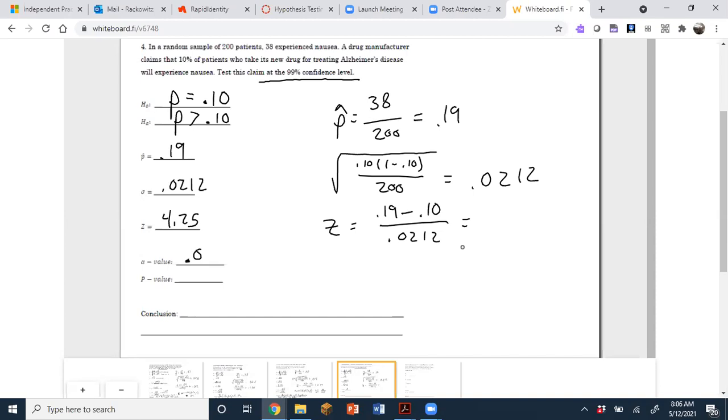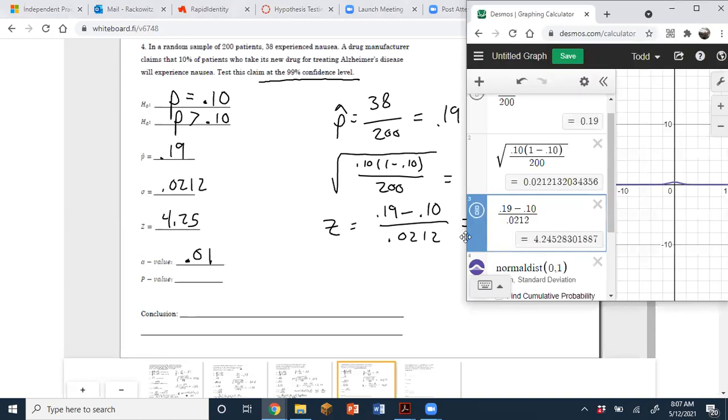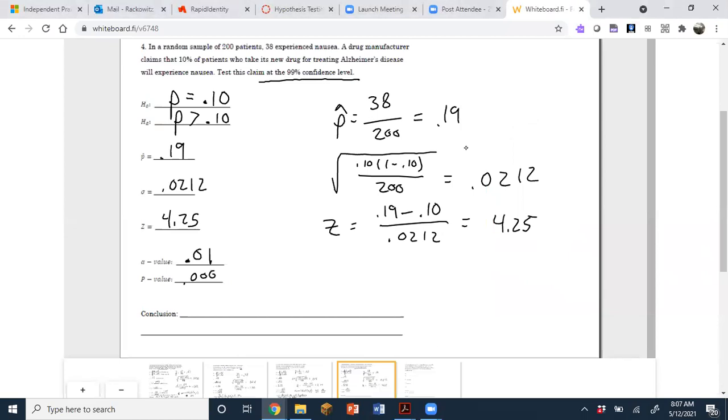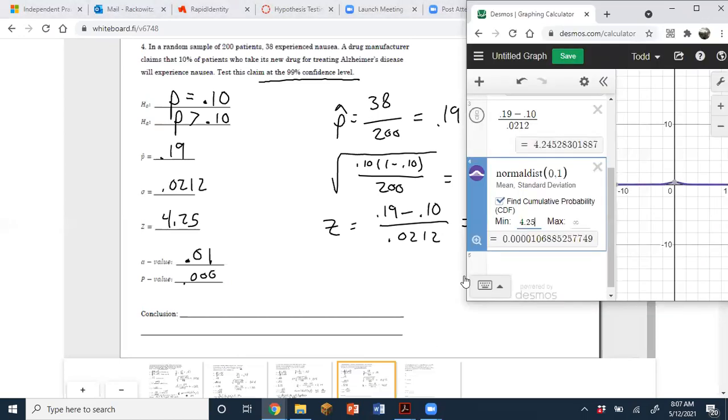The alpha value for this one, since he wants to do it at a 99% confidence level, that means your alpha is only 1%. So the bigger the confidence, the smaller this area is going to be. So now you have to be less than 1% instead of just less than 5. This was 4.25. So now you're going to do your normal distribution with 4.25 as your minimum, since it's positive. And that area is extremely small, 0.000 something, right? 1, 2, 3, 4, and then a 1.